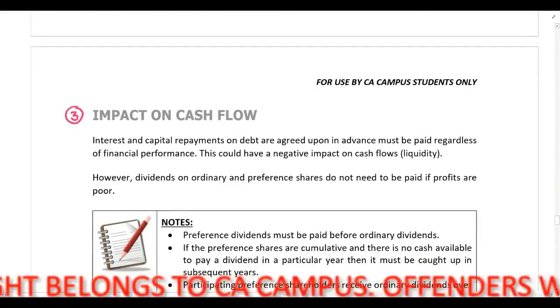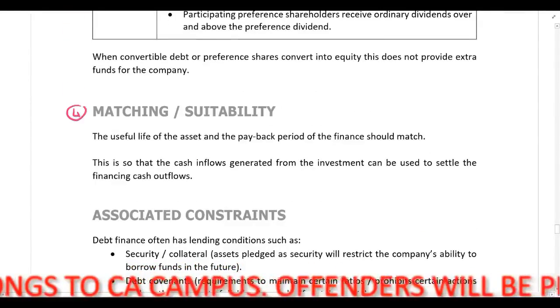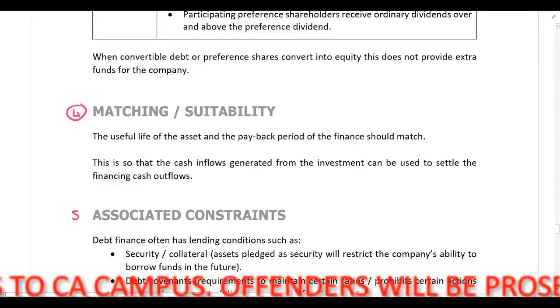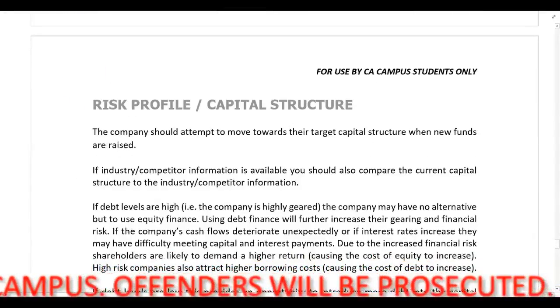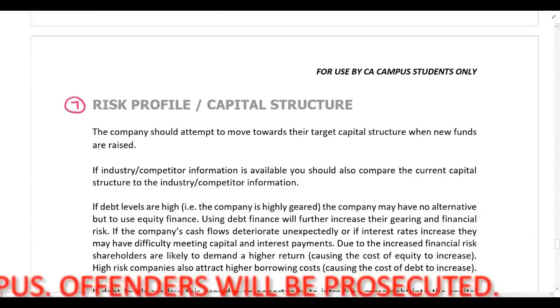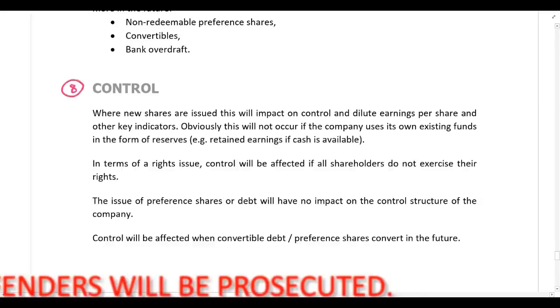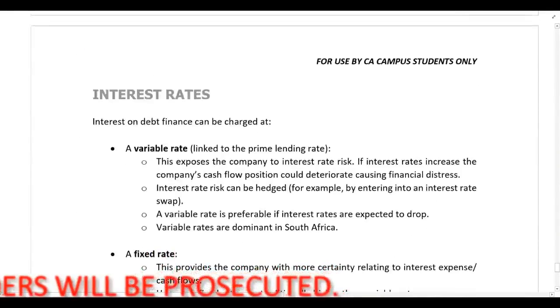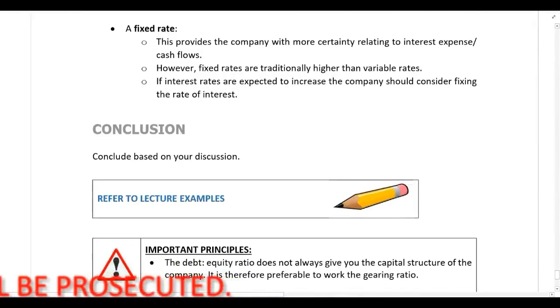We then have impact on cash flow, matching or suitability, associated constraints, risk profile or capital structure, control, interest rates, and finally, you are going to conclude.